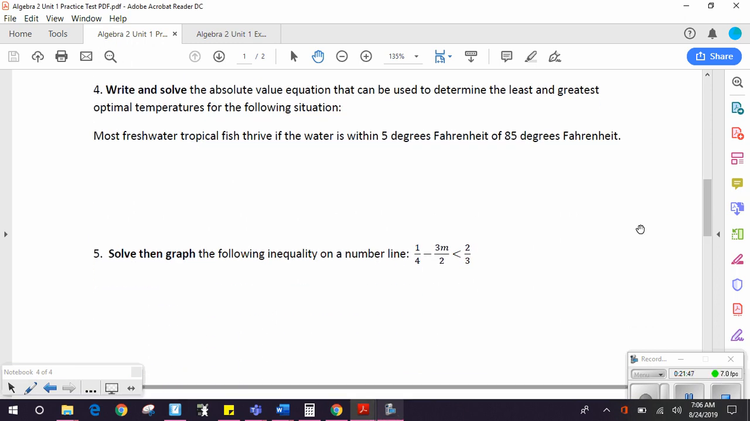Number 4 wants us to write and solve the absolute value equation that can be used to determine the least and greatest optimal temperatures for the following situation. Most freshwater tropical fish thrive if the water is within 5 degrees Fahrenheit of 85 degrees Fahrenheit. So, as we discussed in class, the formula for this particular scenario is the absolute value of x minus c is equal to r.